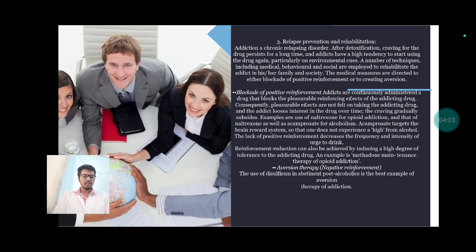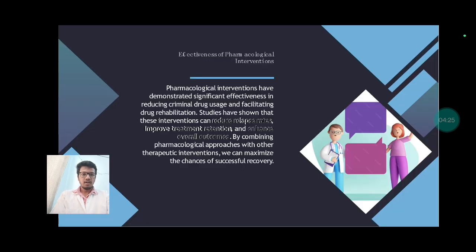Reinforcement reduction can also be achieved by inducing a high degree of tolerance to the addicting drug. An example is methadone maintenance therapy for opioid addiction. Aversion therapy, or negative reinforcement: the use of disulfiram in abstinent post-alcoholics is the best example of aversion therapy of addiction.